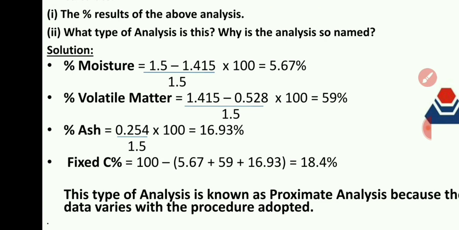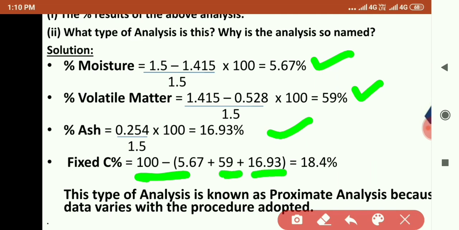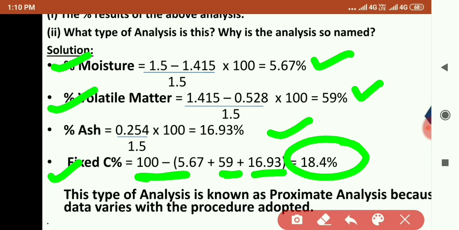Now we have to determine the percentage of fixed carbon, which can be calculated by adding all these values and subtracting it from 100. So 100 minus (5.67 plus 59 plus 16.93), and it gives 18.4%. So this is the fixed carbon percentage. So it is a stepwise process. First of all, we determine moisture, then volatile matter, then ash, and then fixed carbon percentage.